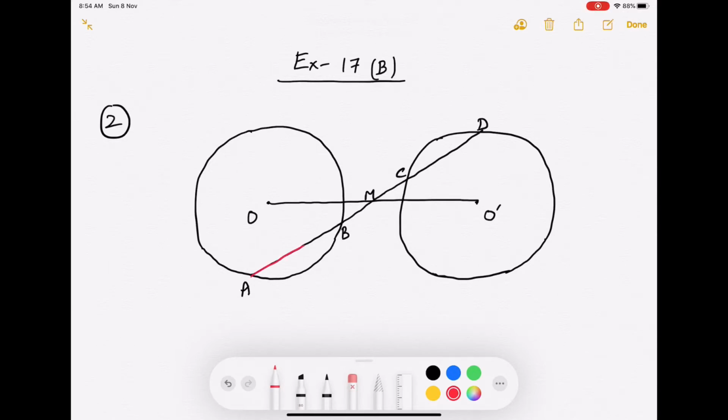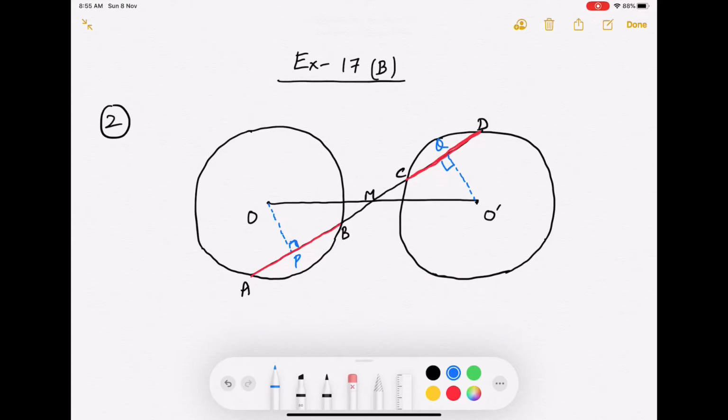So if we have AB over here and CD over here, these two chords will be equal if they are equidistant from their centers. So I draw a perpendicular line from the first circle with center O to AB, and let's say this point is P, and we draw a perpendicular line from the center of the second circle O dash to the chord CD, and let's say this point is Q. Then we just need to prove that OP is equal to O dash Q.